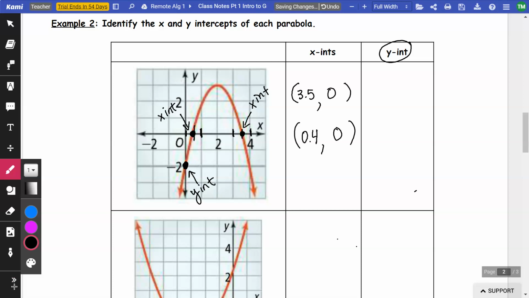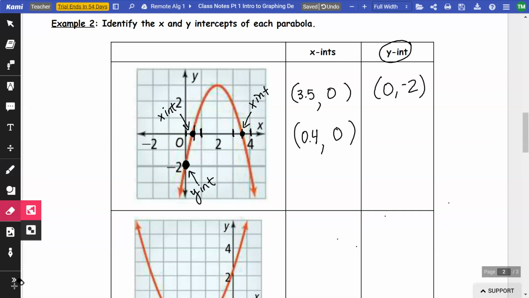So when you have to estimate like that, it's okay if you had said that that was 0.5 or 0.3, I would accept both of those answers. Like I understand that we are estimating those decimal values, and that's okay. So then for the y-intercept, we are clearly hitting the y-axis at 0, -2. So that's our y-intercept. So your x-intercepts and your y-intercepts are just the points where your parabola is intersecting the x-axis or the y-axis.